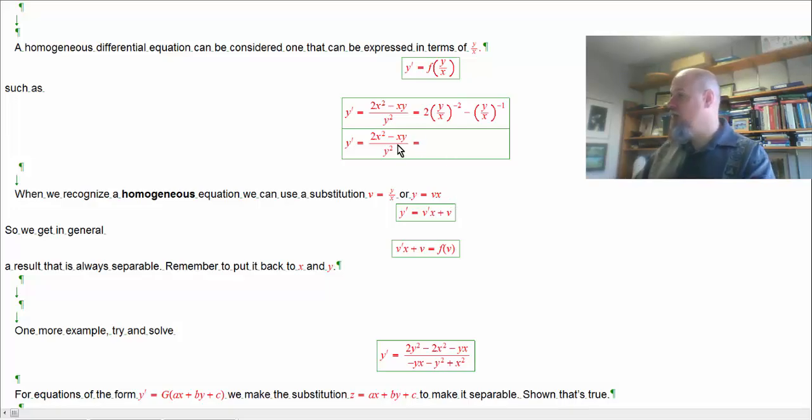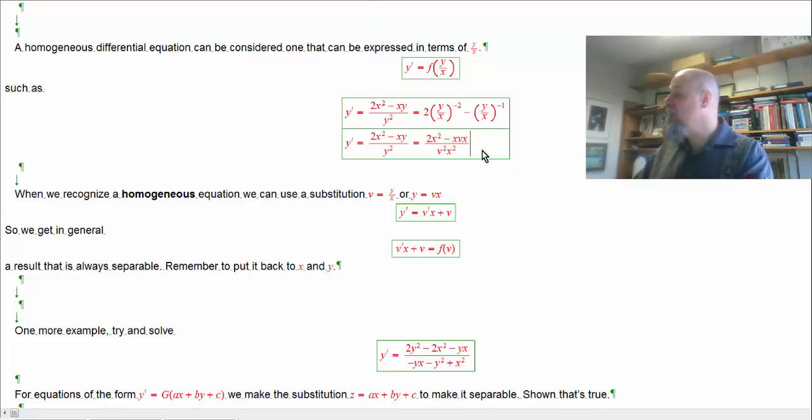Our first thing then is, everywhere there's a y, I'm going to write vx. So this will be v squared x squared.